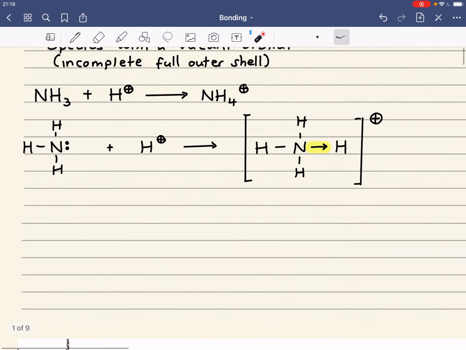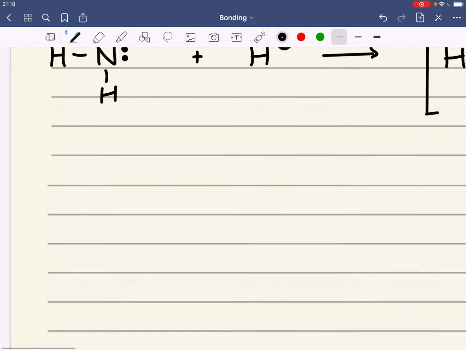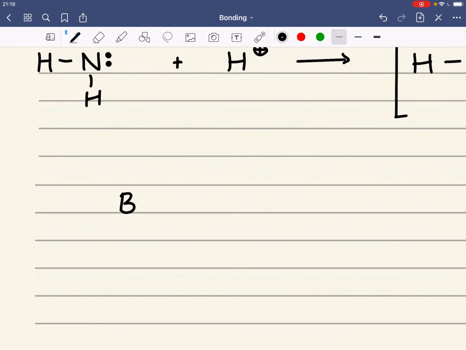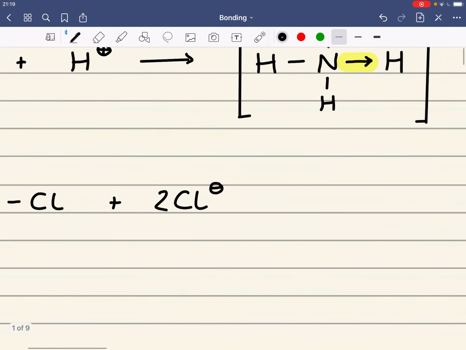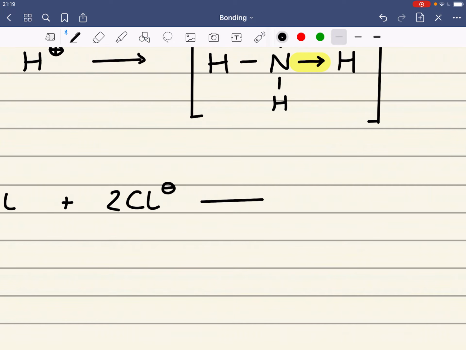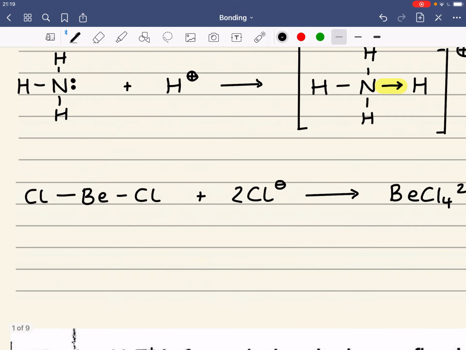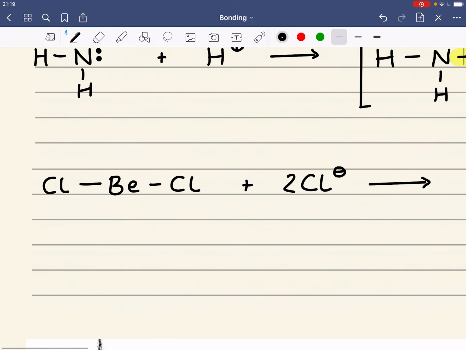Now, another example of how we can form dative bonds is the reaction between beryllium chloride, BeCl2, and 2 chloride ions. And the reaction here produces BeCl4 2-. Now, beryllium's a group 2 metal. But actually, beryllium forms covalent compounds. But we can see that this covalent compound has got vacant orbitals, so it can gain some electrons.